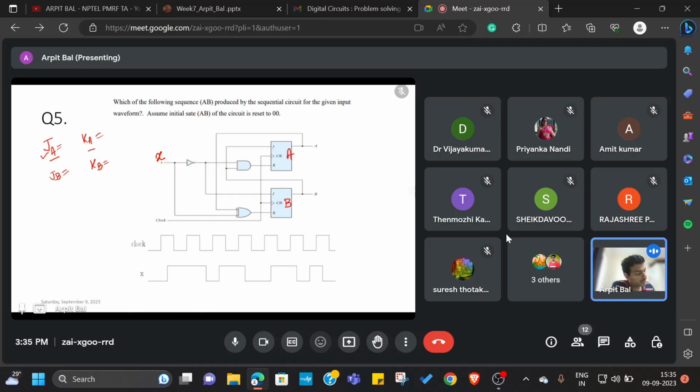Okay, let's see what is the input to JA. JA is equal to B. And what is KA? KA is equal to X naught, X complement into B. Yeah, B, correct.